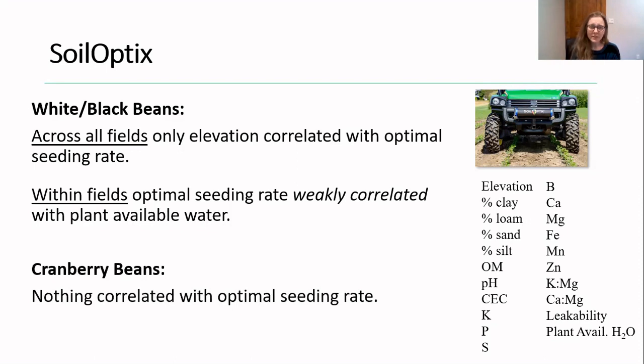On the cranberry bean data, none of these soil parameters correlated with optimal seeding rate. And so, we could talk about other ways that we could measure soil parameters or other ways of seeding according to soil parameters. But based on this data, what did we learn about what in the soil drives our decisions about seeding rates in a variable rate seeding scenario? We didn't really learn much.